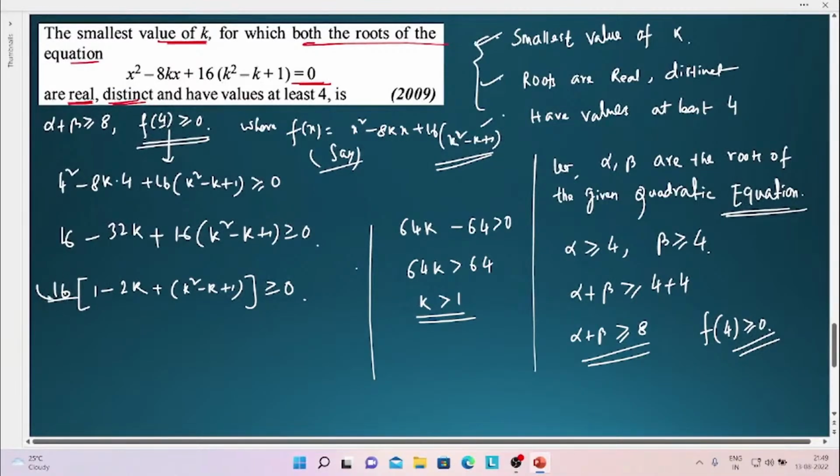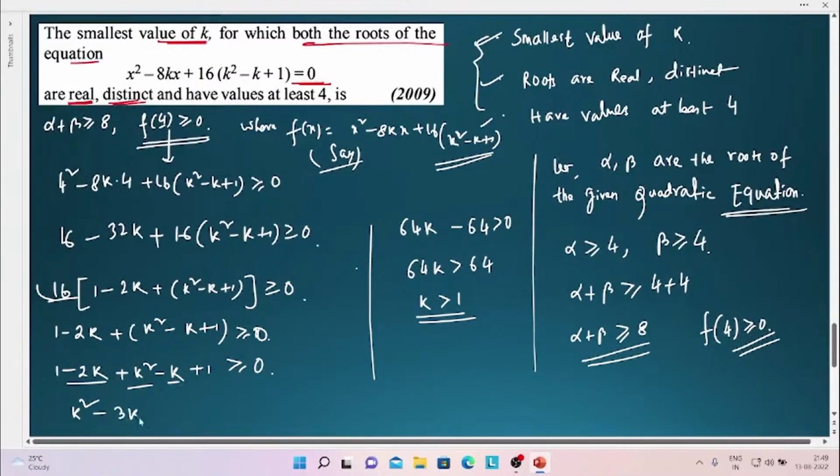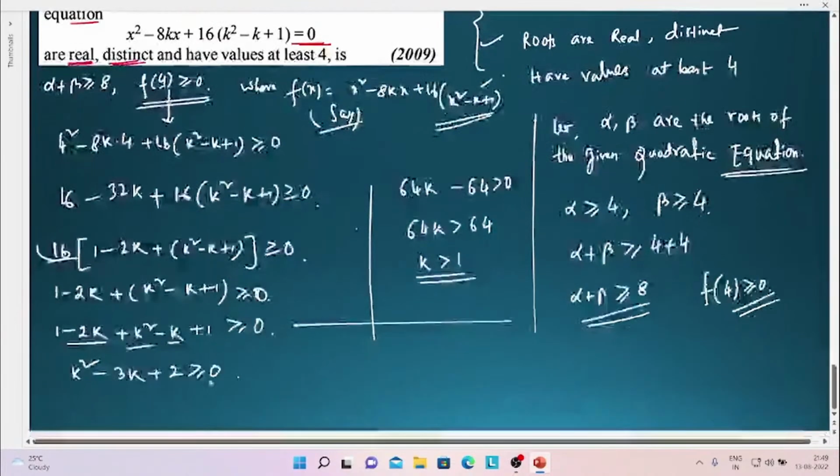So if I divide by 16, and since 16 is a positive number, the inequality will not change, and it will be 1 minus 2k plus k square minus k plus 1, which is greater than or equal to 0. So it will be k square minus 2k minus k, which is minus 3k, and 1 plus 1 is 2, which is greater than or equal to 0. So we have k square minus 3k plus 2, which is greater than or equal to 0.